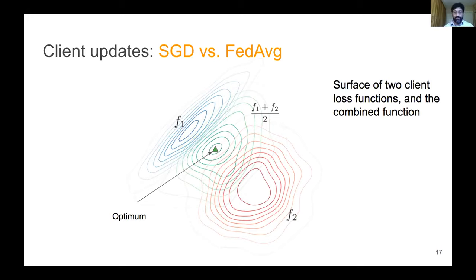So let's say we have only two clients. Client one has a loss function F1 and client two has loss function F2. And I've plotted here the contours of this loss function. And what we want to try to optimize is the average of these two functions.